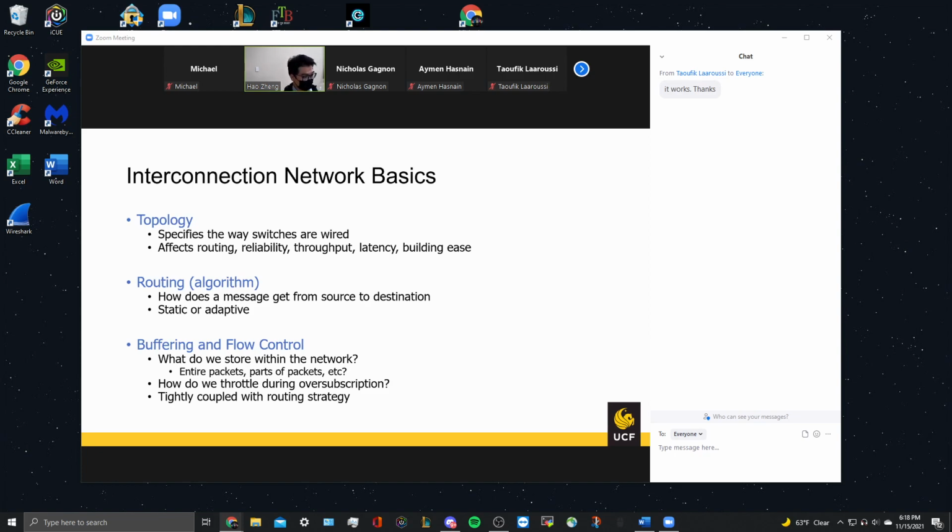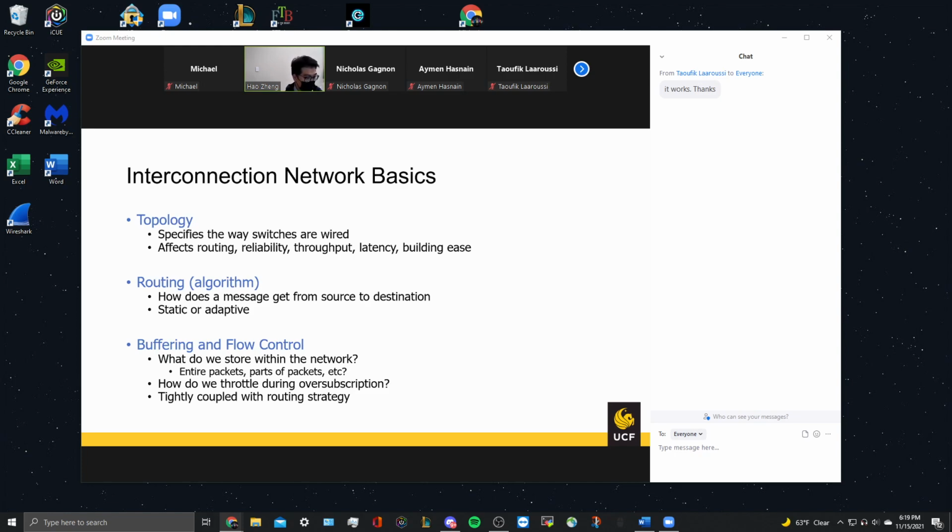And what is routing? How does the message get from the source to the destination? Static or adaptive, right? So there are multiple selections for you, right? To commute from the university or the campus to your home, right? But which one is the best? And which route should you select? So this is routing. Right? Somehow it will affect your throughput. Is that clear? So probably we can go over this later.